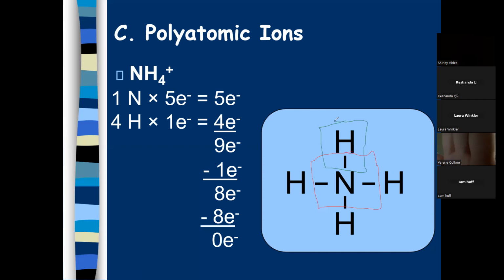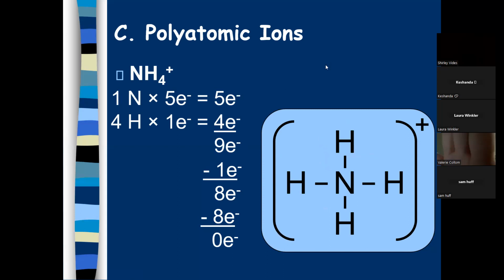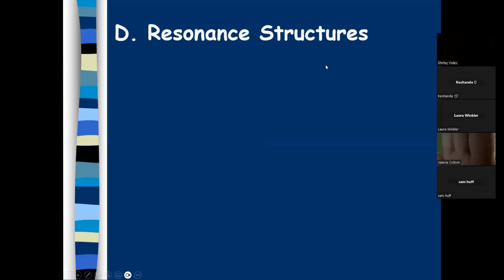And so the last step would be to put the brackets around and label the charge. And that's it. There's how you do a Lewis structure for a polyatomic ion. It's actually not anything more complicated. You just got to remember to add that charge, okay? If you don't, then you're going to get a problem with your math.